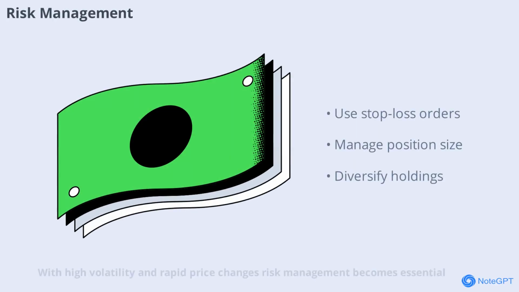With high volatility and rapid price changes, risk management becomes essential. Setting stop-loss orders, managing position sizes, and diversifying holdings can help protect against unexpected moves. The low risk-reward ratio and high volatility suggest that only experienced traders should consider short-term trades in UGRO. Always have a plan before entering a position.